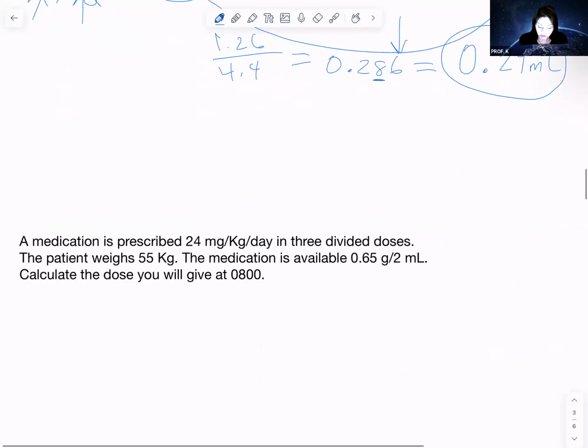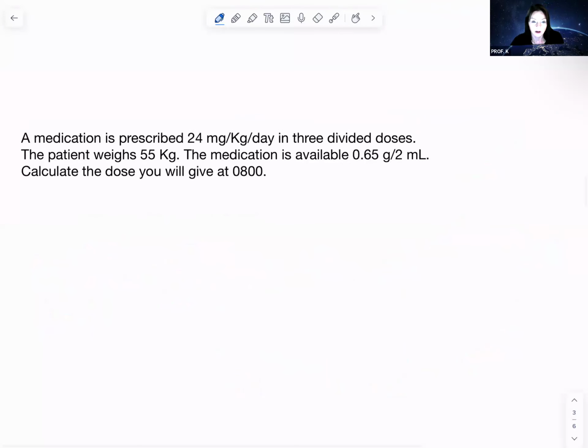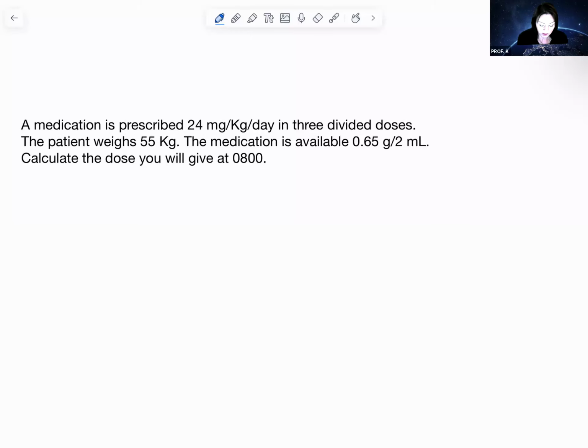So let's do one. I'll pause for you to solve. You guys are definitely getting it. So those are the 2 ways you're going to see the 3-factor when it comes to daily dose and per dose. So you definitely need to know how to do that. So let's do this real quick.